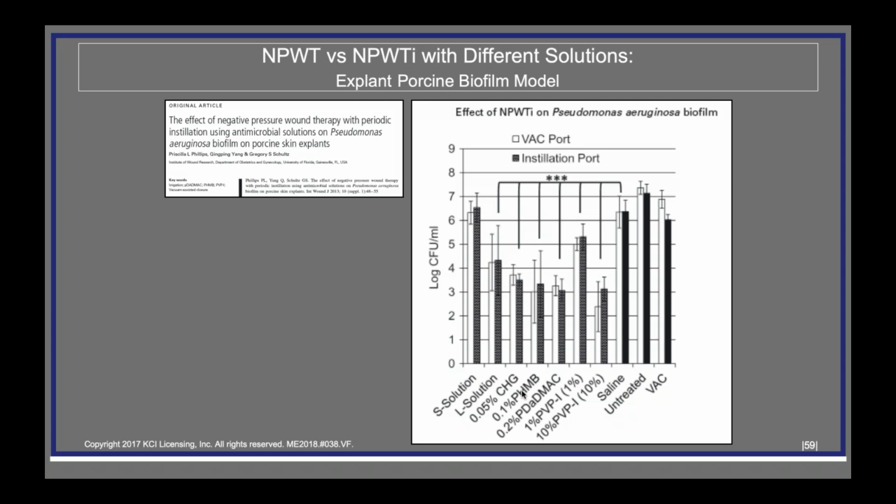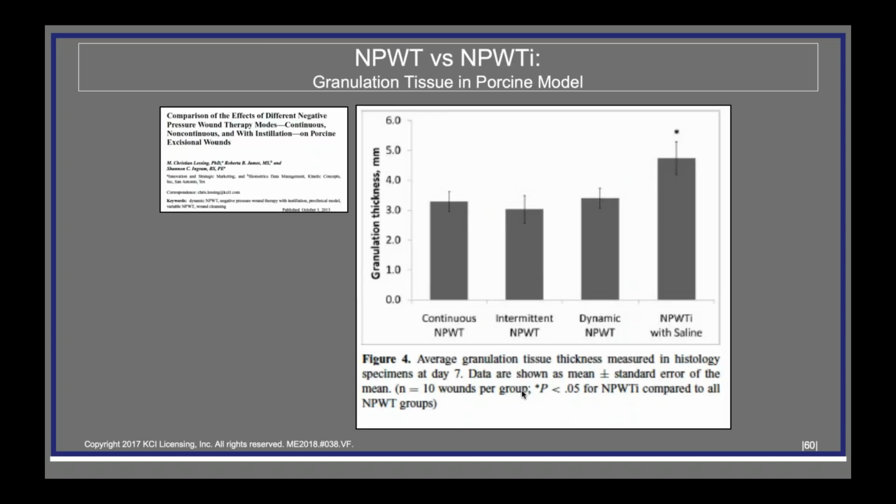This is Greg Schultz's work down at University of Florida. He runs an ex vivo mature biofilm model. And he showed, again, that instillation therapy was better than standard negative pressure, but in his study, normal saline did not reduce CFU counts very much, whereas PHMB did.